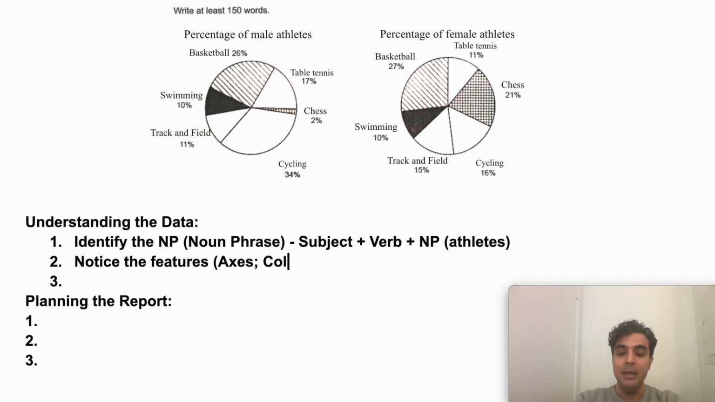If you have a table, you don't have axes anymore. So instead, I want you to focus on the columns and the rows. What are the columns showing? What are the rows representing? And so knowing what is shown in each case can really help you better understand the data. Another feature that I want you to look at is the scale.